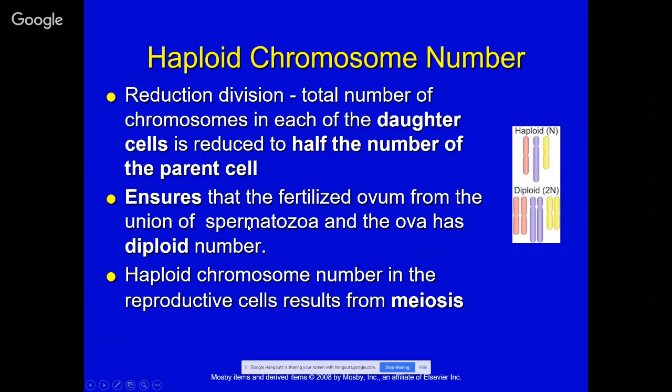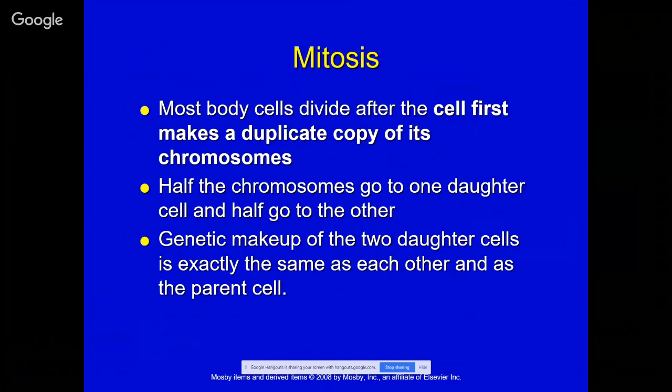So this ensures that the fertilized ovum from the union of the spermatozoa and the ova has a diploid number. So 2 plus 2, or 1 plus 1 equals 2. The haploid chromosome number in the reproductive cells results from meiosis. So here's the difference between meiosis and mitosis.